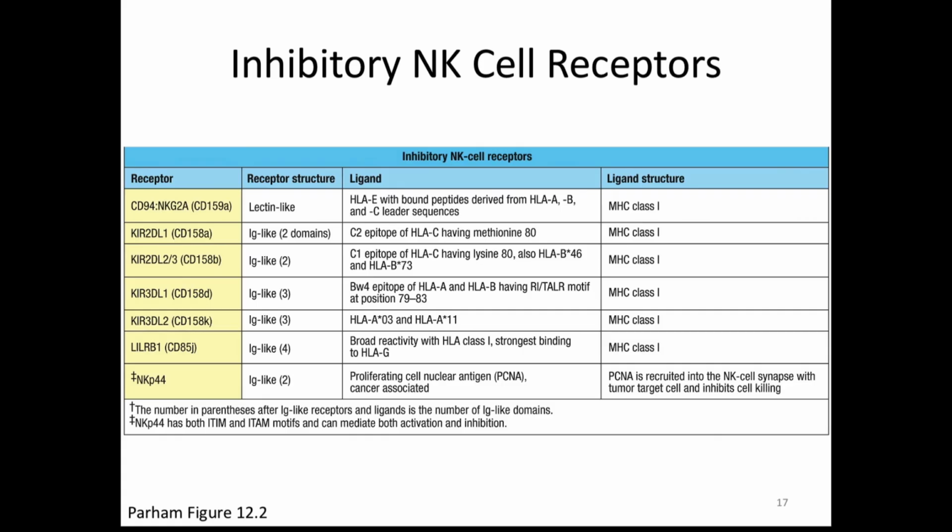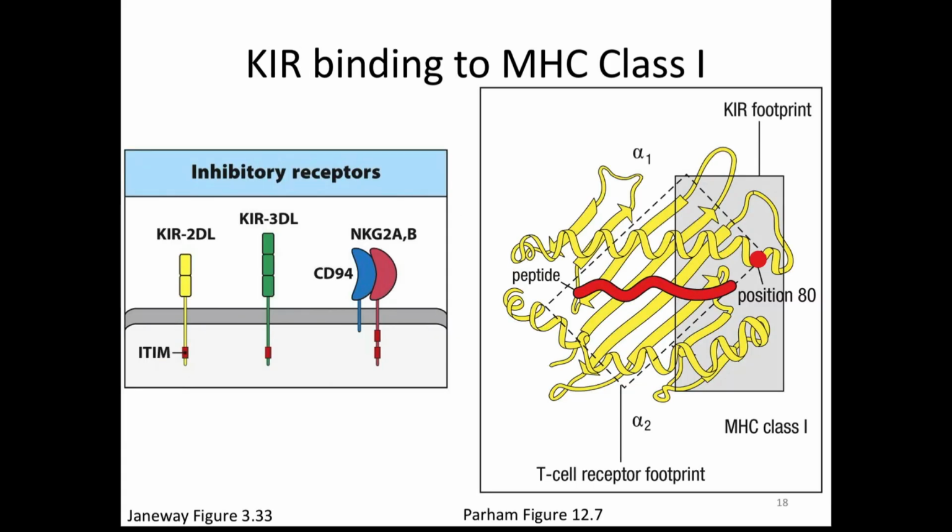You can see this process happening here. So we've got a bunch of different NK inhibitory receptors. If we actually look at those NK inhibitory receptors and where they bind to class 1, they bind to a section that's over here off to the side. It's not the same place where the T cell receptor binds, it's over here.